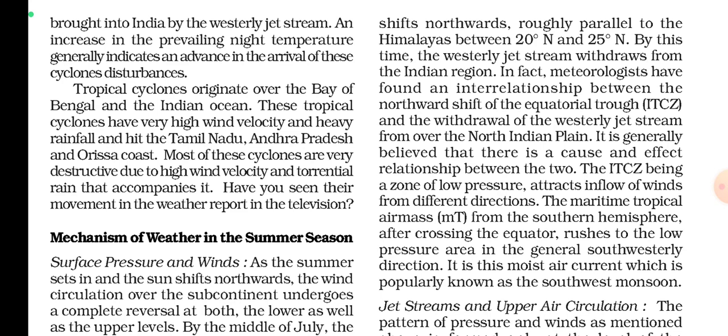Tropical cyclones originate over the Bay of Bengal and the Indian Ocean. These tropical cyclones have very high wind velocity and heavy rainfall and hit the Tamil Nadu, Andhra Pradesh and Orissa coast. Most of these cyclones are very destructive due to high wind velocity and torrential rain.